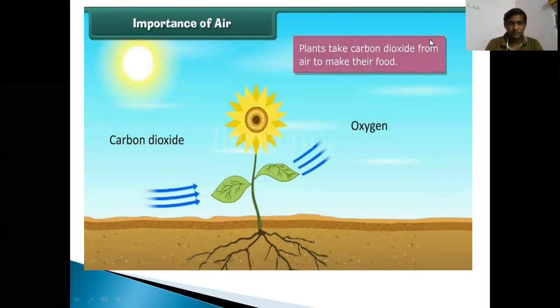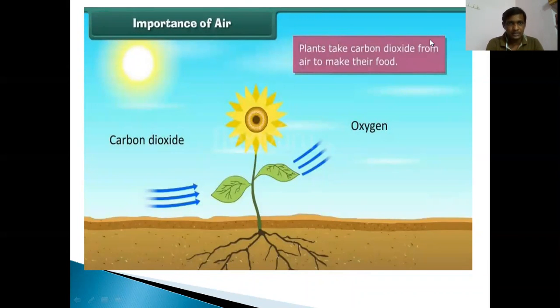Okay. So your plants take in carbon dioxide and give out their food. So this is the process of how we get it. This is the importance of air. So the carbon dioxide present in the air is taken in by the leaves of the plant, and they give out oxygen in this method.